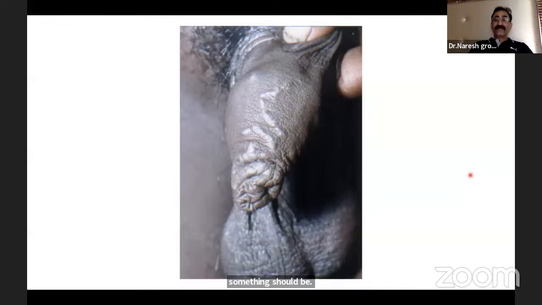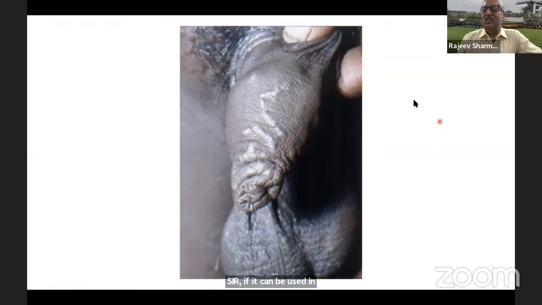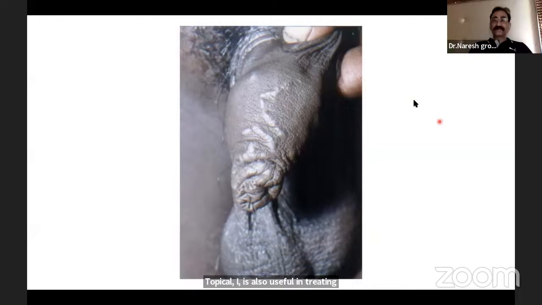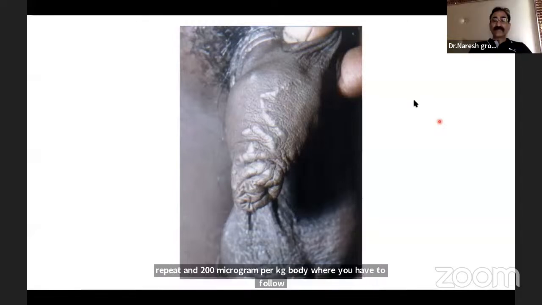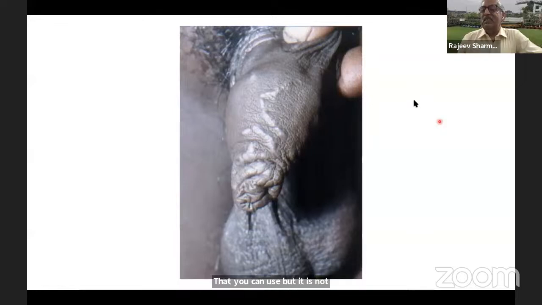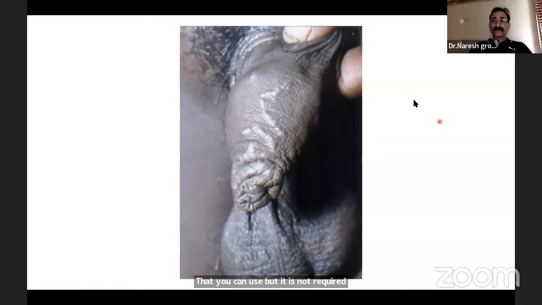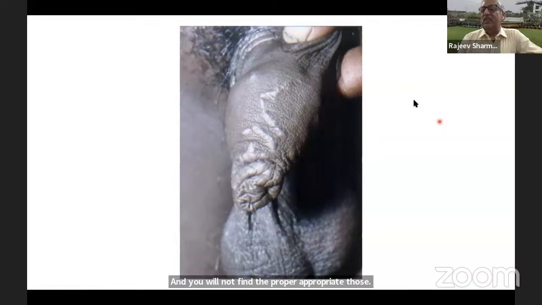And sir, what is the role of ivermectin below the age of 5 years, below 15 kg? Sir, if it can be used in river blindness, then we can use it in children, but it is not required to be used. Topical ivermectin is also useful in treating scabies. Ivermectin doses you have to repeat, and 200 microgram per kg body weight you have to follow. What about using ivermectin in a 2-year-old child? Sir, you can use it, but it is not required, and you will not find the appropriate dose form. 3, 6 and 12 is available.